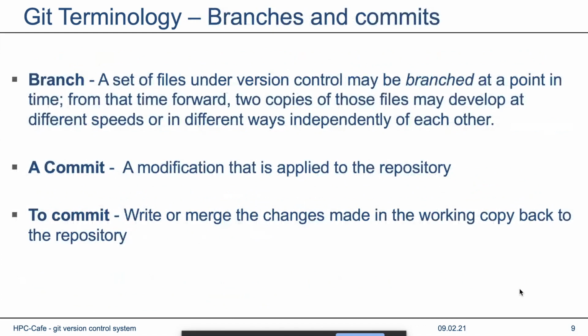Branches and commit. A branch is a set of files under version control which may be branched at a point in time. From that time, two copies of those files may develop at different speeds or in different ways independently. So every branch then has its own version history, you could say. A commit is a modification that is applied to the repository, and to commit is the act of writing or merging changes made in the working copy back to the repository.